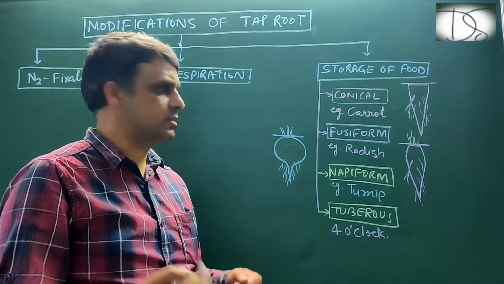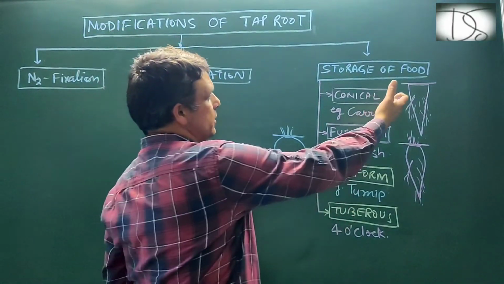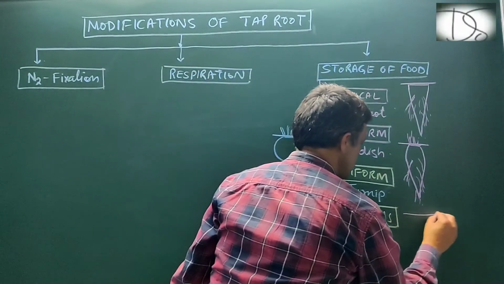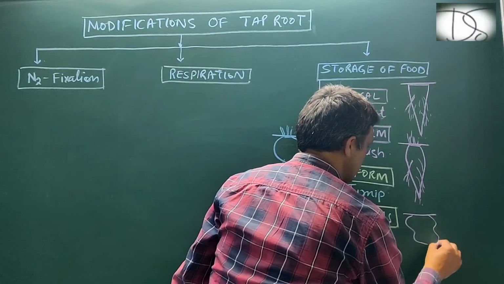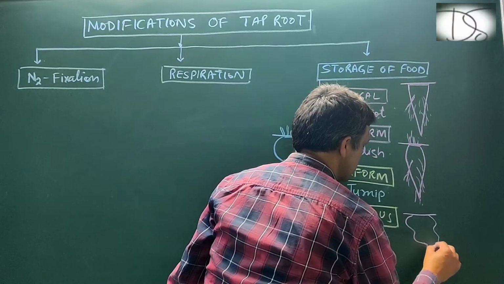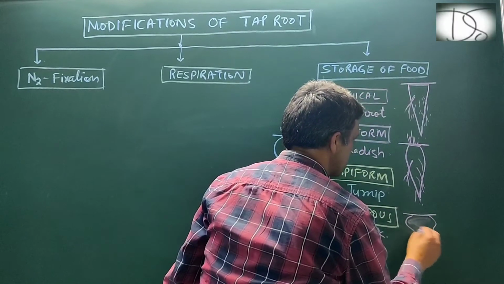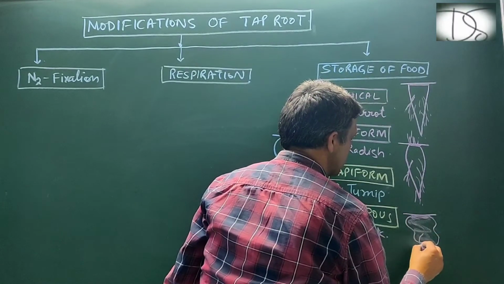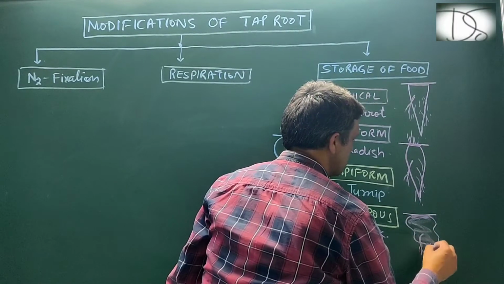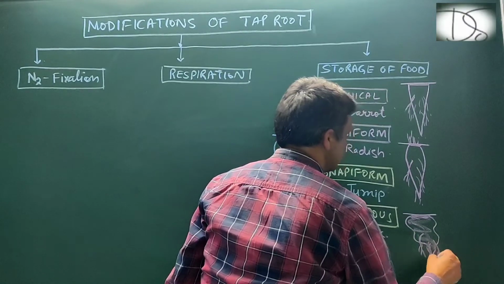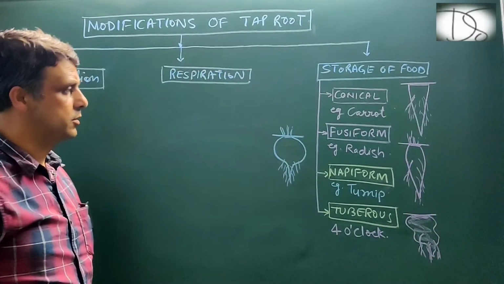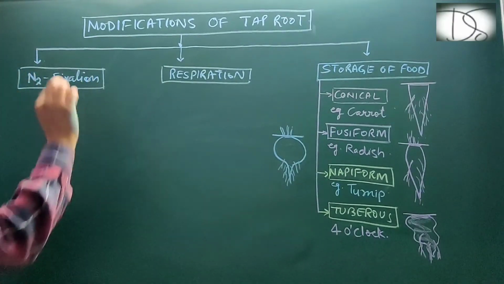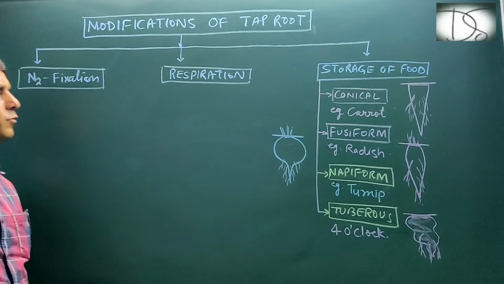Here in tuberous form of fruits, the shape is not proper. They don't have any specific shape like conical, fusiform and napiform. They are variously shaped, as you can see, such type of fruits. And these secondary and tertiary roots originate from this region, so they are tuberous roots. So these are the 4 modifications of taproots responsible for the storage of food.